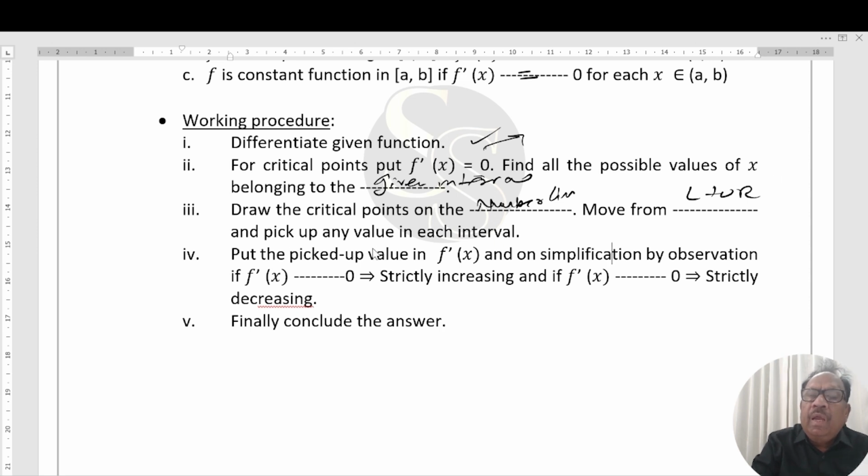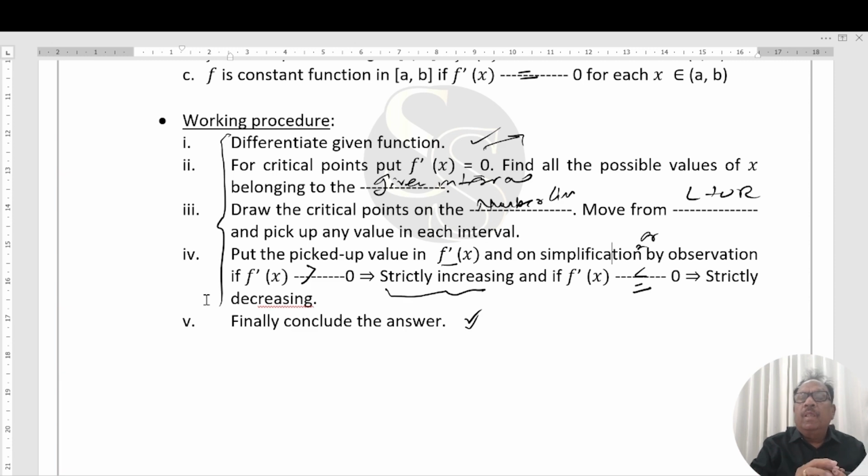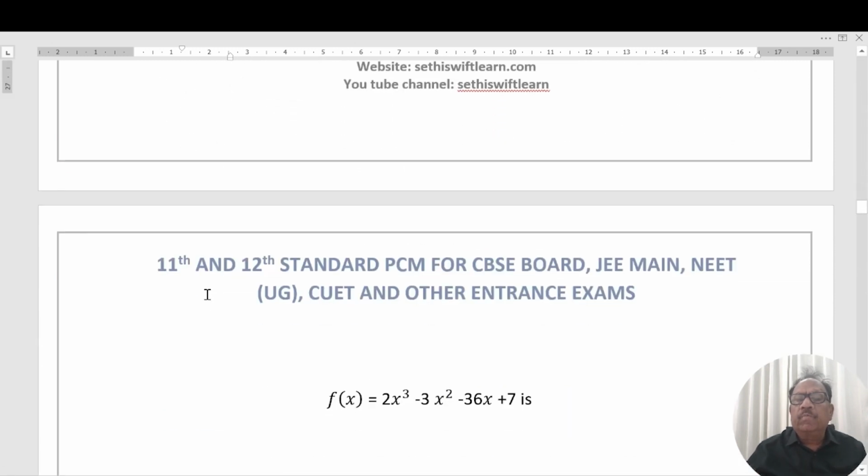Pick up any value in each interval. Put the picked value in f dash x, on simplification or by observation. If f dash x is greater than 0, strictly increasing. If less than 0, strictly decreasing. Finally, conclude the answer. These are the working principles. Now, let's start with the question.